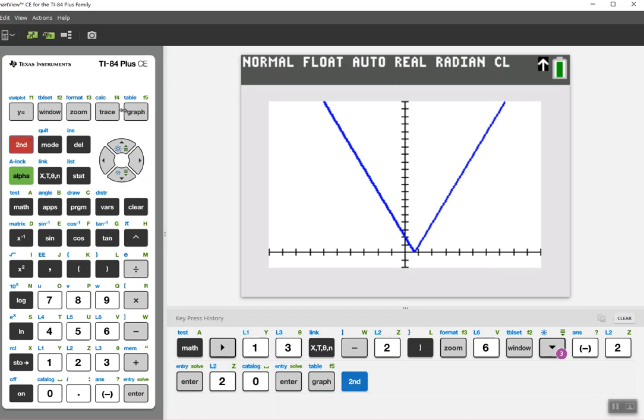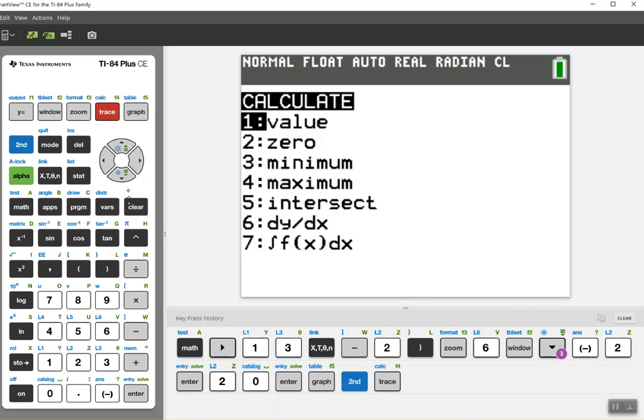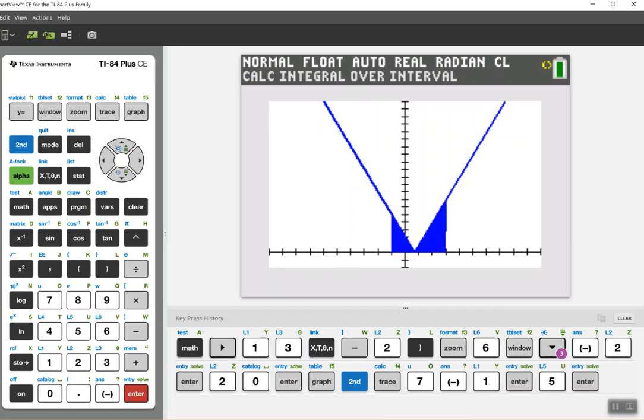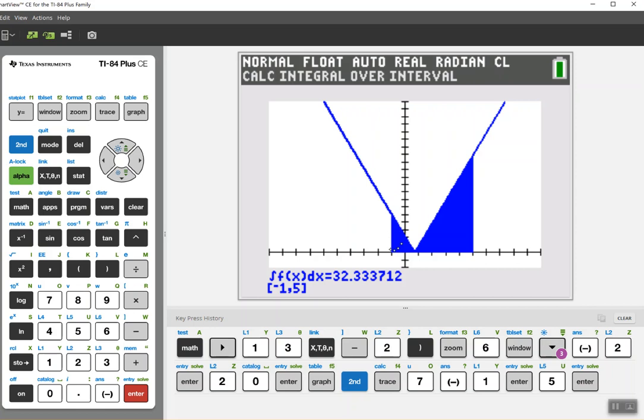So let's click second trace. Option number 7 is the integral, going from -1 all the way to 5. So this is the one I usually do in yellow. It's above the x-axis. This is the one I usually do in blue. It's also above the x-axis. So together, it seems like the total is 32.33712, whatever. So what you want to memorize is 32.33.